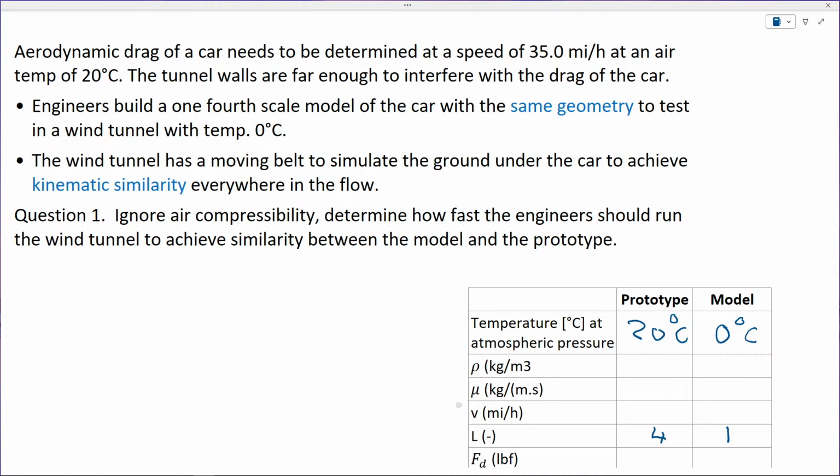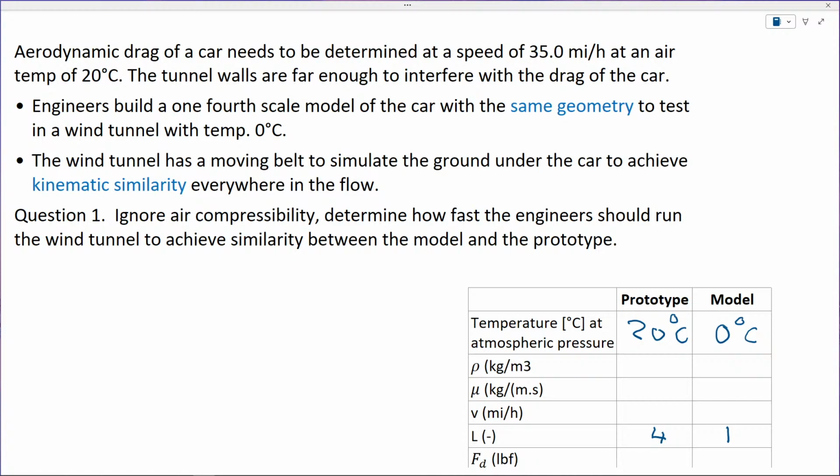So that is the information that we have. We have one force, and this is the temperature. The wind tunnel has a moving belt to simulate the ground under the car and to achieve kinematic similarity everywhere in the flow. So this wind tunnel has a moving belt to simulate basically velocity. So velocity is simulated.